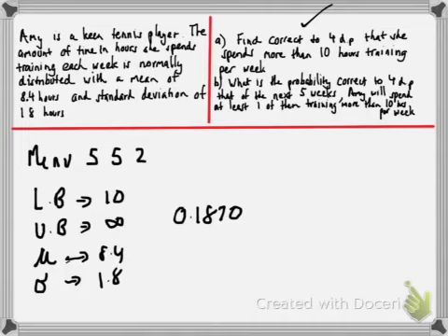Okay. Now, part B says, what is the probability, correct to 4 decimal places, that of the next 5 weeks, Amy will spend at least one of them training more than 10 hours per week? This is a binomial situation. The probability doesn't change each time. So we can use our binomial CDF to work this out.